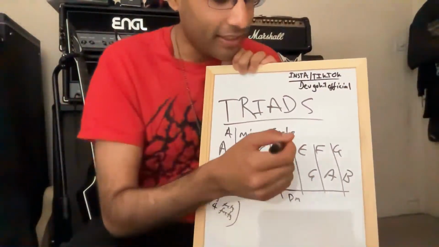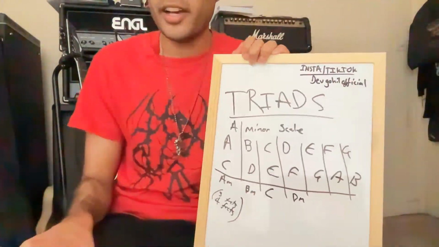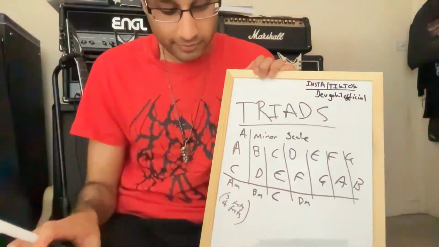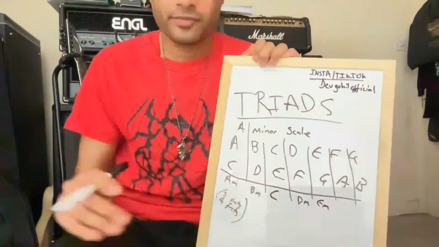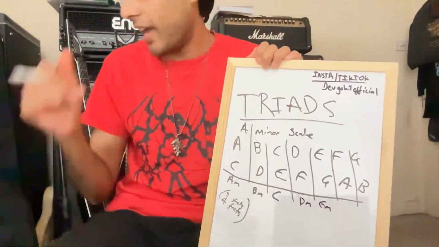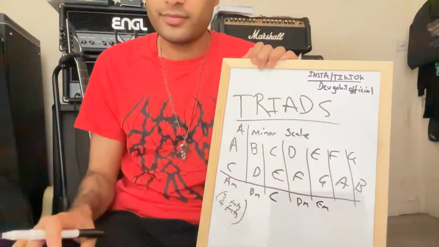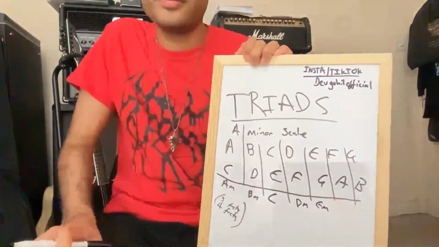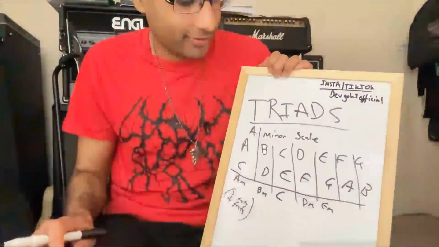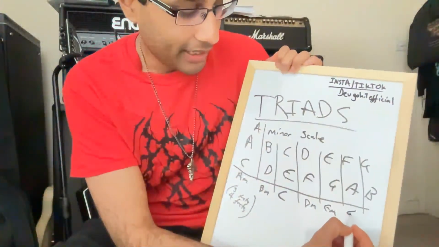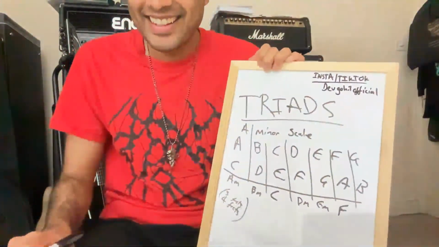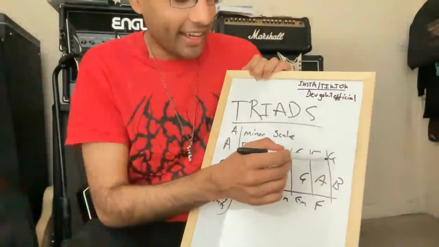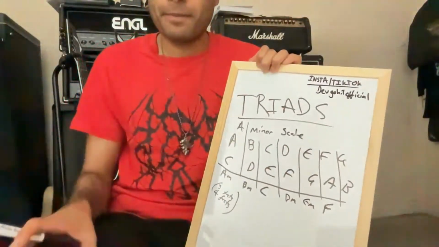So E and G makes what kind of dyad? Yep, you got it. E minor. F and A. Yep, F major. And then G and B will be what?